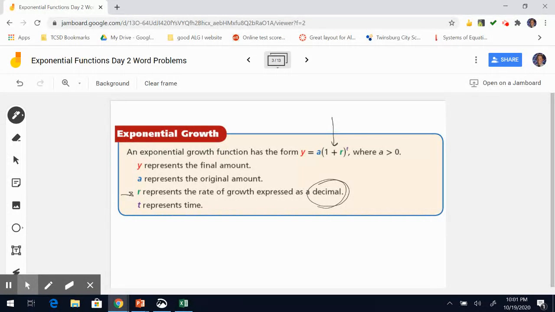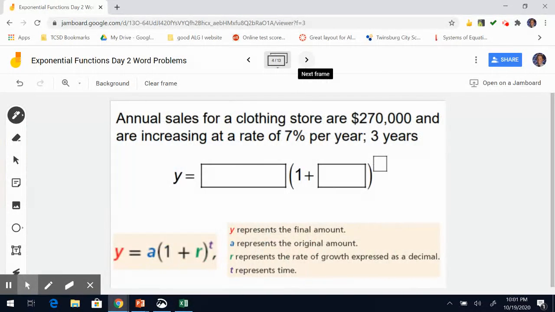let's stop looking at the formula and let's start using it. So annual sales for a clothing store are $270,000 and are increasing at a rate of 7% per year for 3 years. So now we need to figure out what that final amount is in sales. So here's the deal. Forget that comma right there. It doesn't matter. If we look here, we have all these variables explained to us. All right. So all we have to do is plug this in.